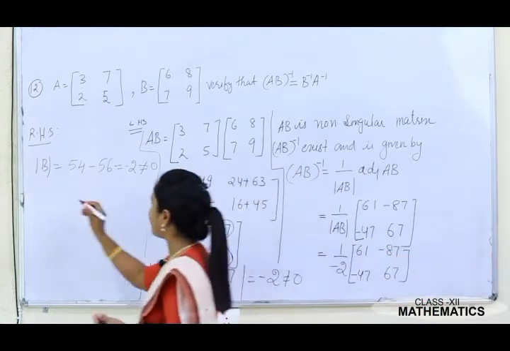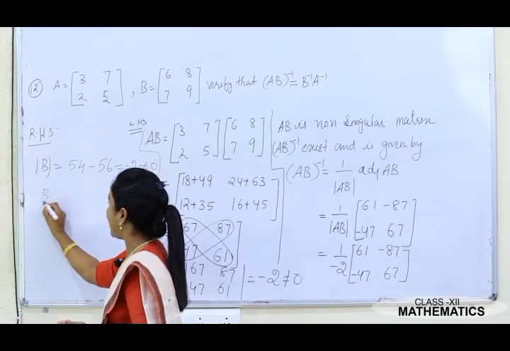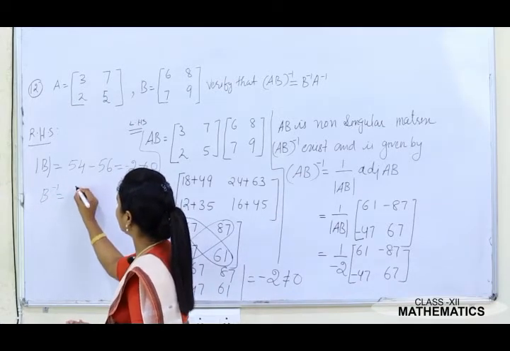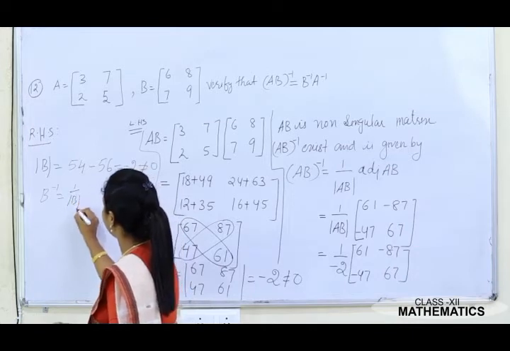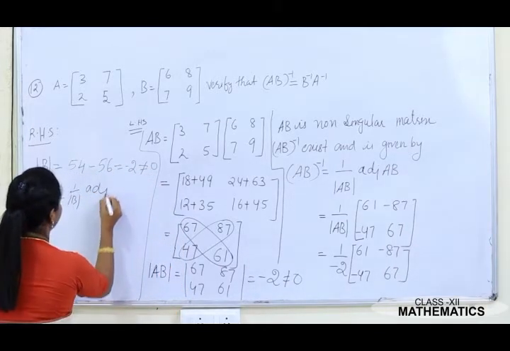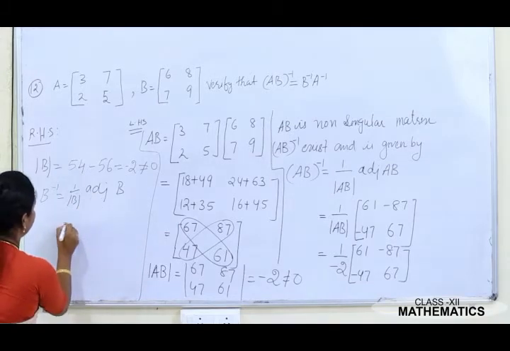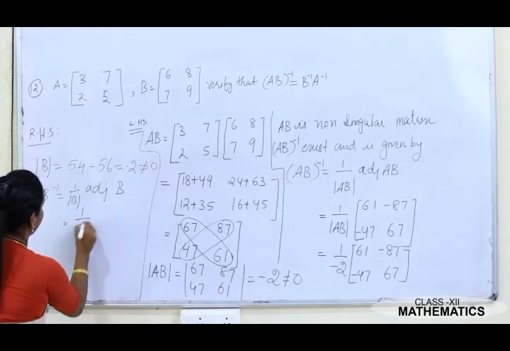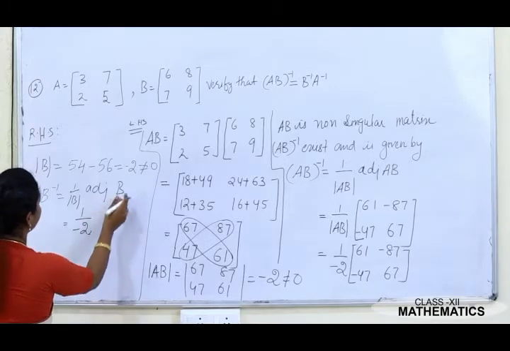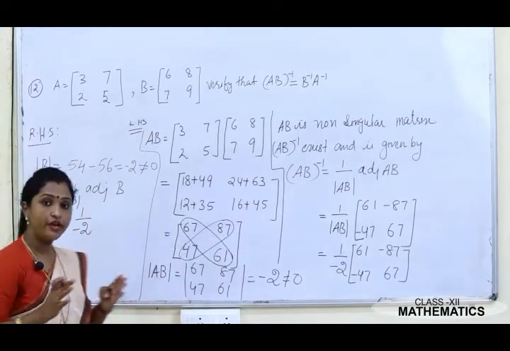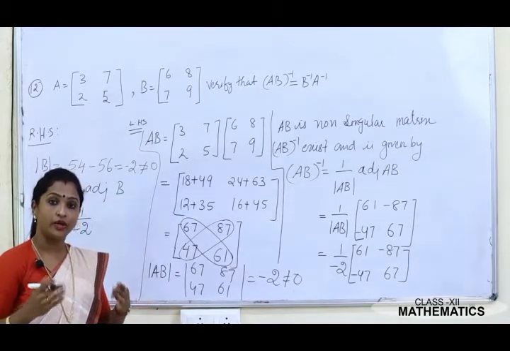When it is a non-singular matrix means B inverse exists and B inverse is equal to 1 by determinant of B into adjoint of B. Clear? Adjoint of B. What is adjoint of B? Now determinant of B you got it minus 2. Adjoint of B means again no need of finding the cofactor. You can use the trick there.